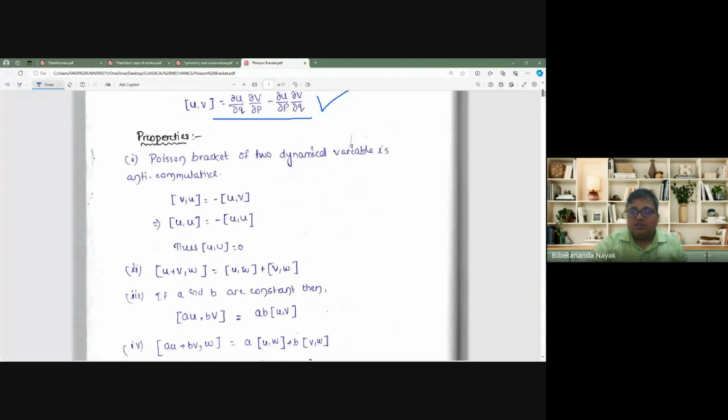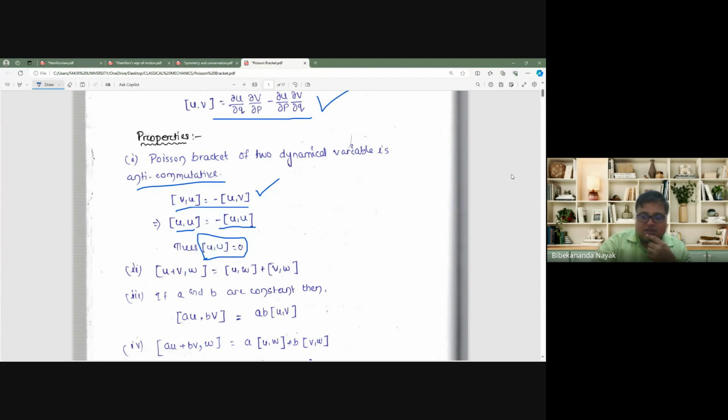What are the properties? The Poisson bracket of two dynamical variables is anti-commutative, meaning the vu Poisson bracket is not equal to the uv Poisson bracket. It is minus of the uv Poisson bracket. So this identity gives you that if in place of v you take u, the uu Poisson bracket will be equal to minus the uu Poisson bracket. That means if one thing is the negative of itself, this is nothing but zero. So the Poisson bracket of the same quantity is equal to zero.